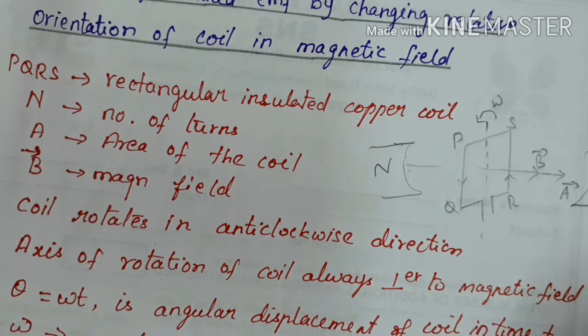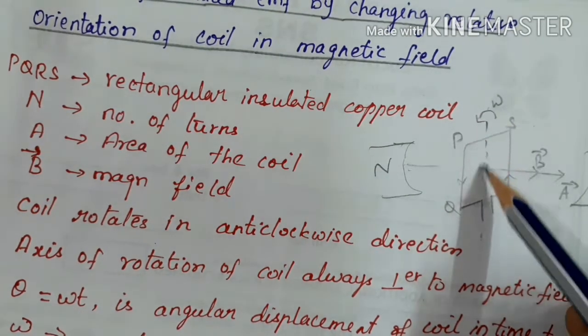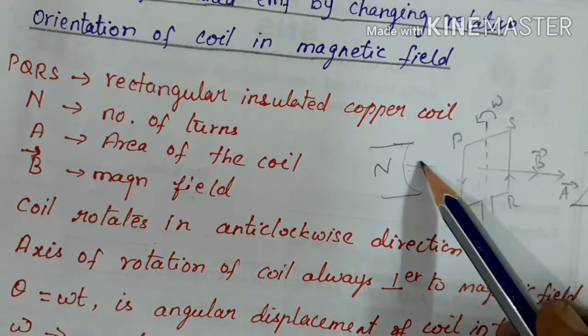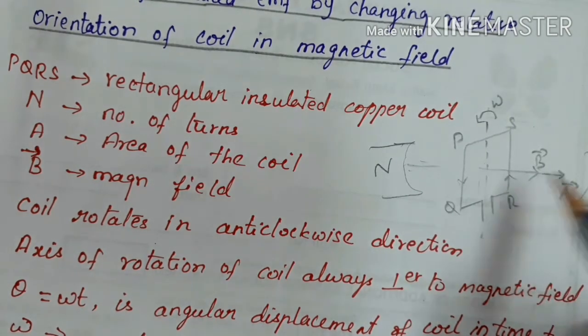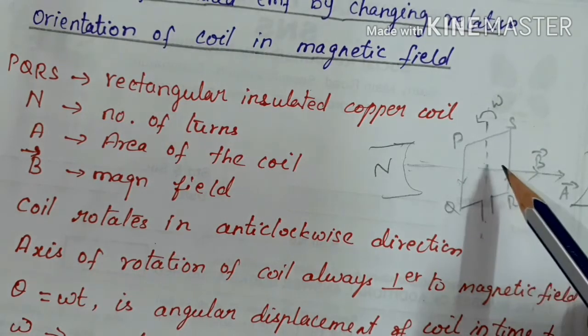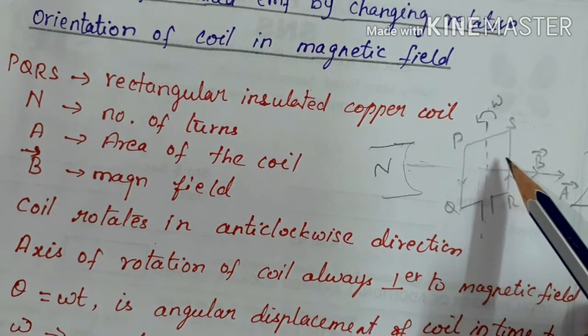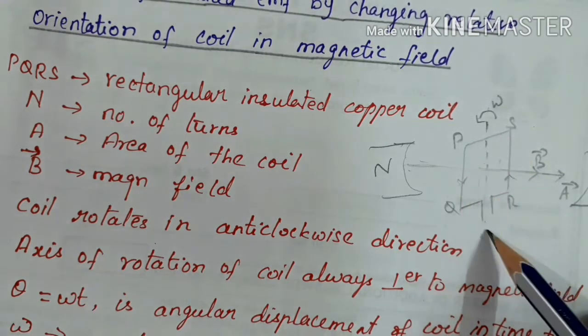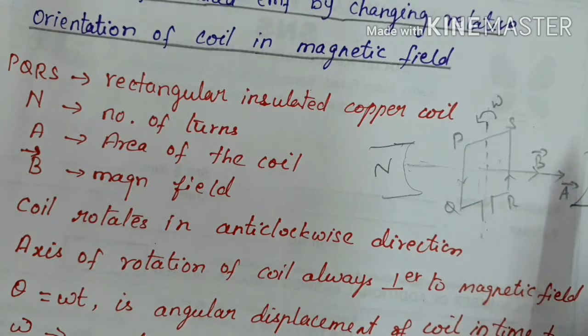This is the axis of rotation of the coil. It is always perpendicular to the magnetic field. This is the direction of the magnetic field. This is the axis of rotation. In whichever position it is going to rotate, the axis of rotation and the magnetic field will always be perpendicular.